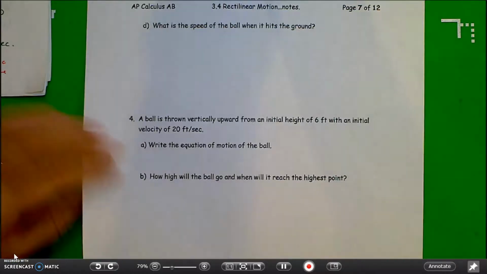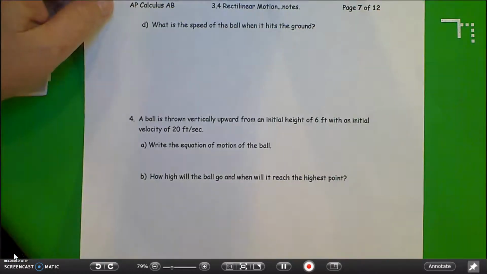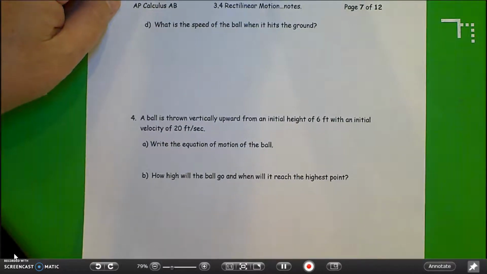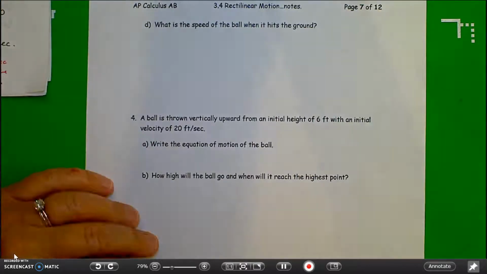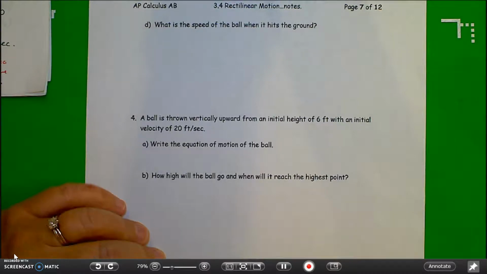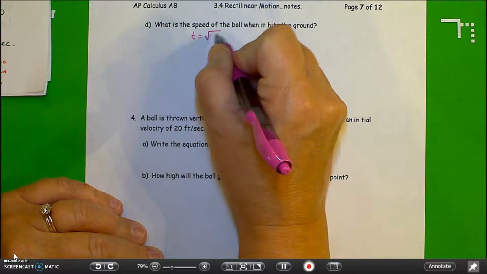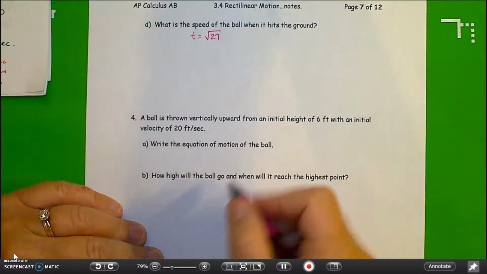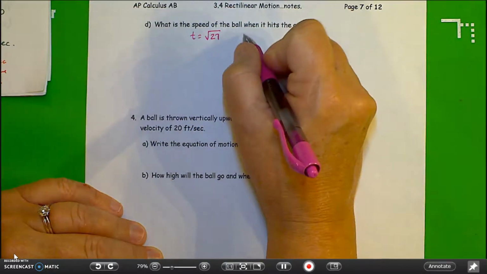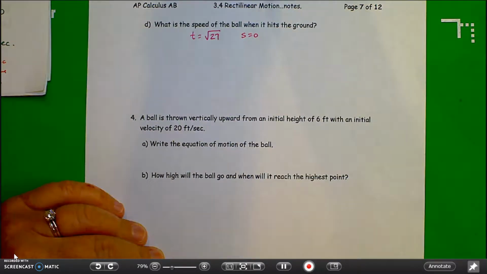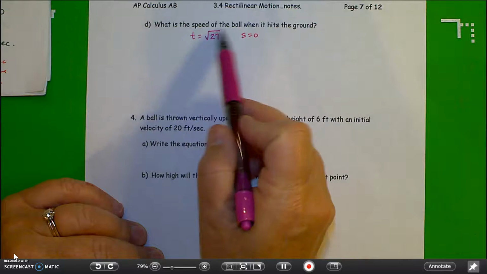Alright, this is 3.4 rectilinear motion, notes page 7. It's a continuation from the prior vertical motion example. So the next question is, what is the speed of the ball when it hits the ground? In the prior question we found out that at time of square root of 27 is when the position equals 0, or when the ball hits the ground. So we need to know the speed of the ball when it hits the ground.